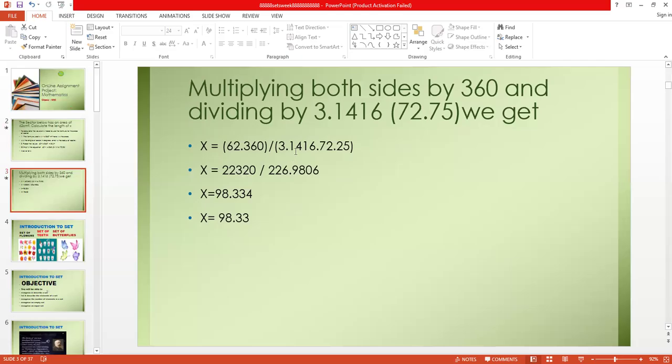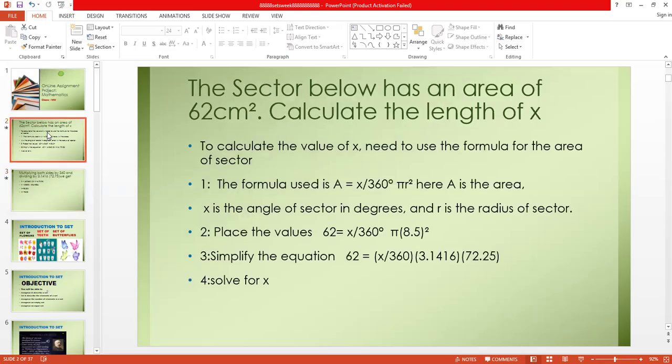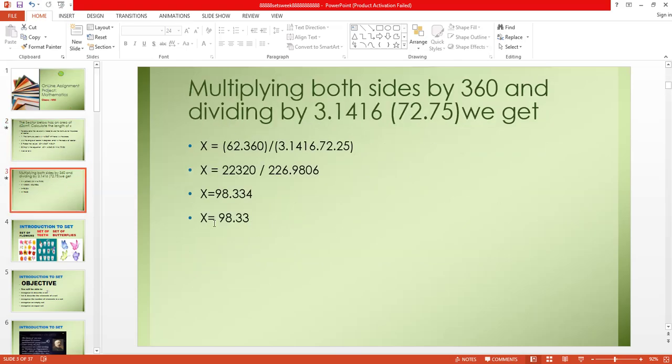And after multiplying 3.1416, the value of pi, and the value of r square, you will get 226.9806. Then you have to divide it and you will get 98.334. Here in the question, they are saying that your answer must have two decimal places. So the answer here, this one is 4. If this one is 5, then here we have to change this 3 with 4. But here we have 4. So answer is 98.33. Okay. So after rounding off, we have x is equal to 98.33.